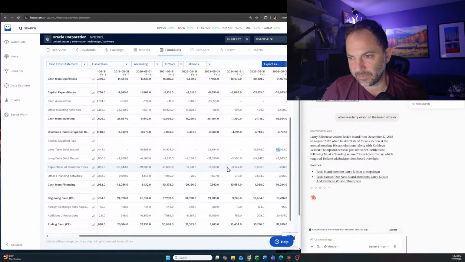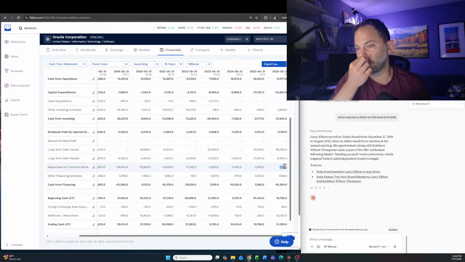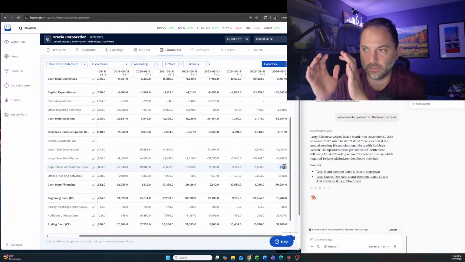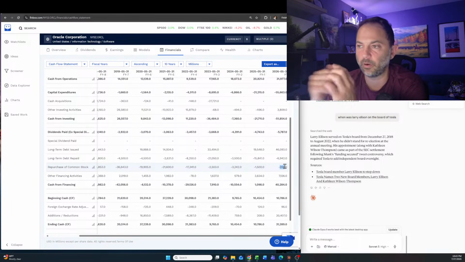He's buying back less stock. So he was buying 36 billion, 19, 20 billion stock, 17, and now 2. And last year, essentially 0. So he said, I'm no longer buying stock back. It doesn't pay a dividend, but I'm going to take that money and focus all of it into this growth. Plus, I'm going to borrow money to hopefully grow even faster.